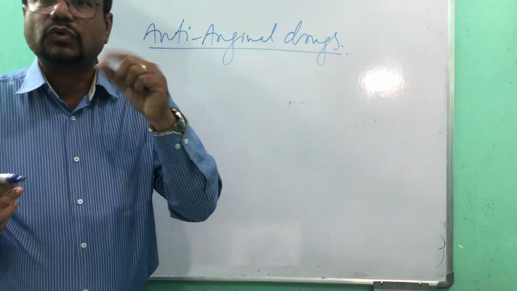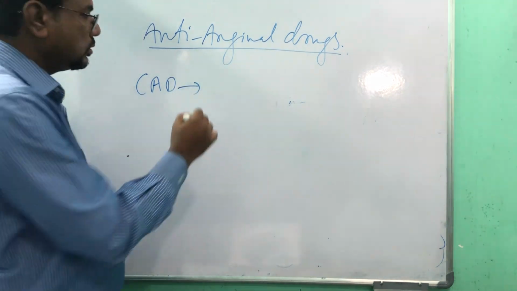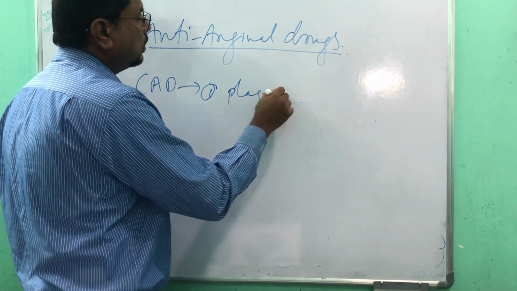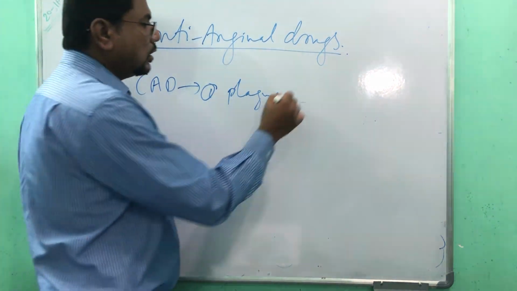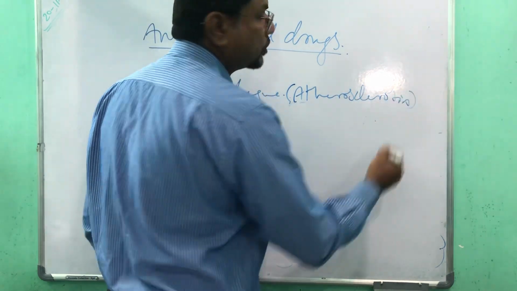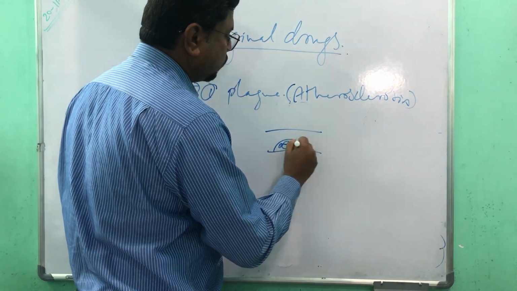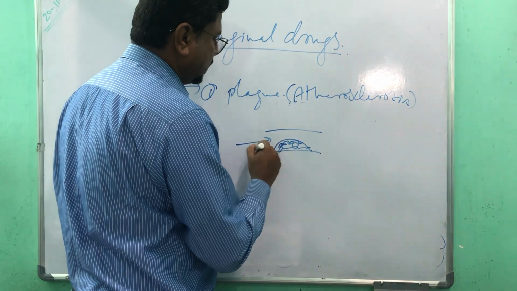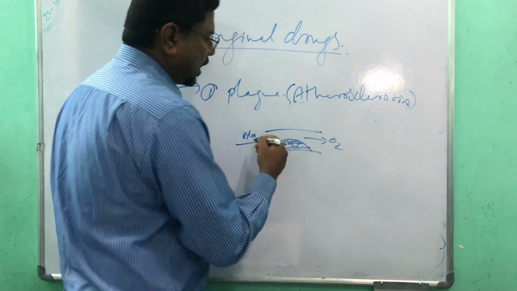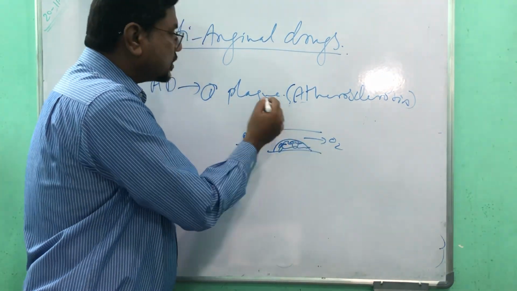It could have two causes. CAD has two things. One is a plaque. Plaque is formed. What is plaque? Atherosclerosis. What is atherosclerosis? See, this is a blood vessel. Here atheroma is formed. This atheroma is hindering the blood from flowing. As the blood is not flowing properly, oxygen is less to this area. So this could be one reason.